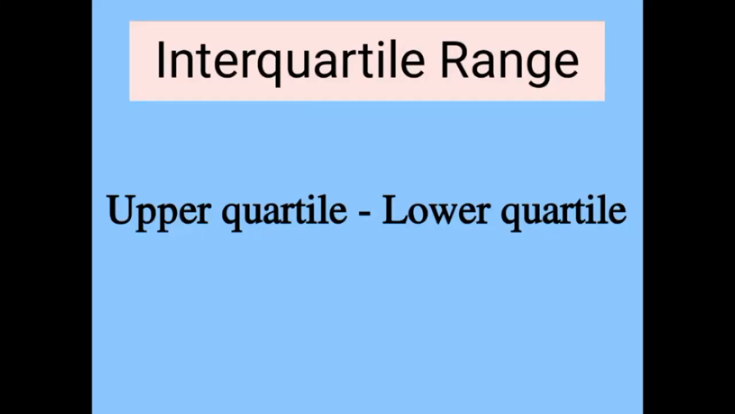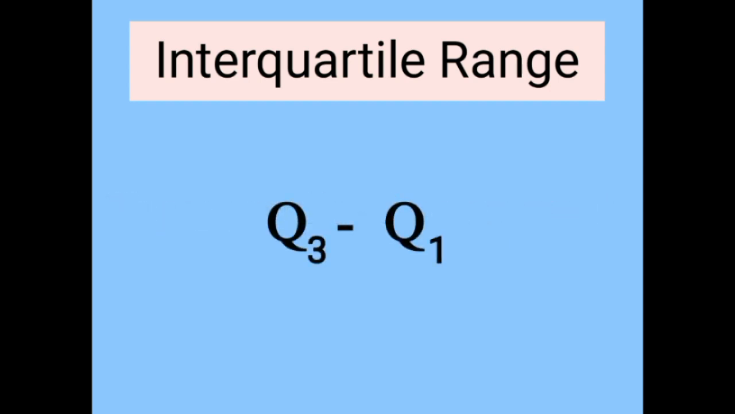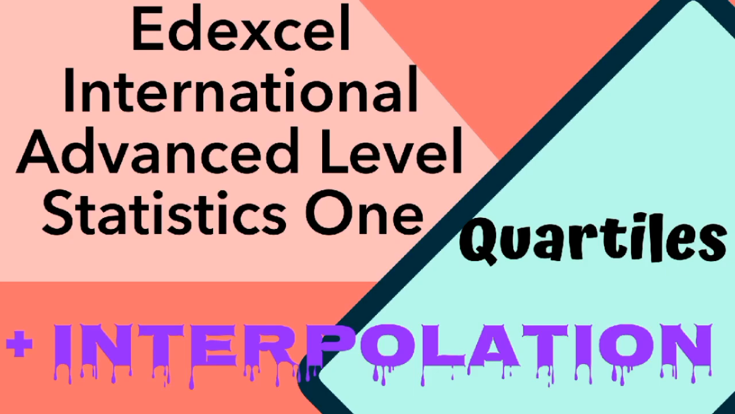Interquartile range. The interquartile range is the difference between the upper quartile and the lower quartile. So, Q3 minus Q1. In one of my previous statistics videos, I covered quartiles, how to find the quartiles in discrete data and grouped and ungrouped frequency tables. So, if you want, check it out for more detail.